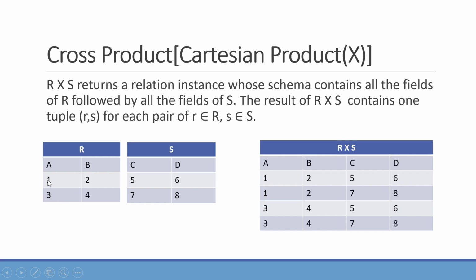The first tuple, 1, 2, is mapped with 5, 6 and again 1, 2 with 7, 8. 3, 4 are mapped with 5, 6 and again 3, 4 are mapped with 7, 8. As I told you in the individual tables, in the desired table you can see 1, 2, 5, 6, 1, 2, 7, 8, 3, 4, 5, 6 and 3, 4, 7, 8.